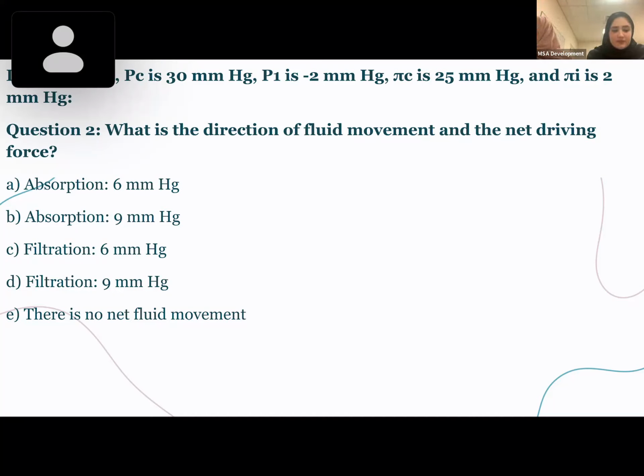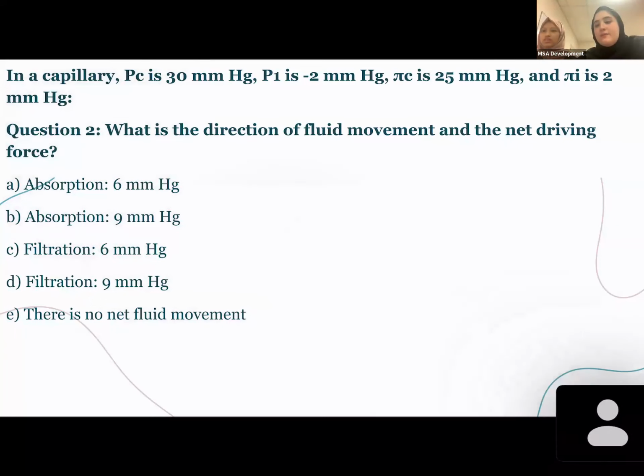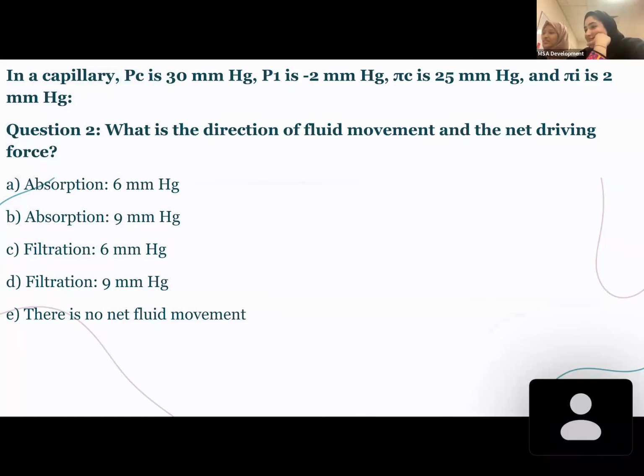Someone calculated it already. Oh, that was so fast, mashallah. So someone said B, unless you know the question before. Oh yeah, maybe. So P1 is P interstitial. Sorry about that. Hydrostatic pressure. Can you move the small box? Oh my bad. Oh, they can see this? I didn't know.